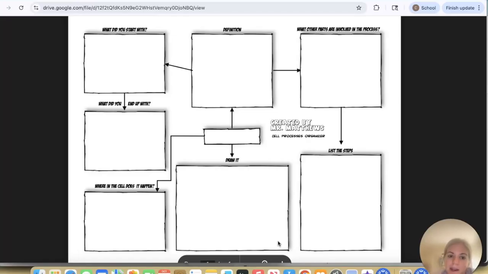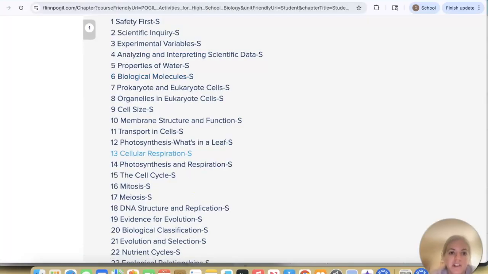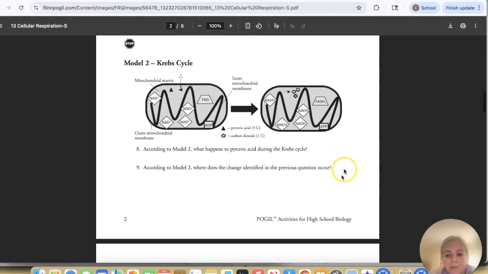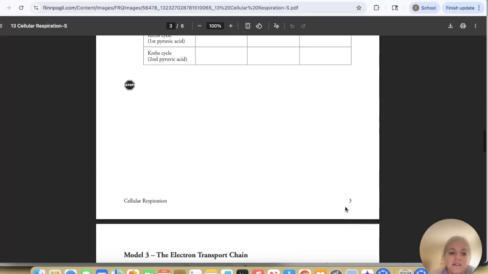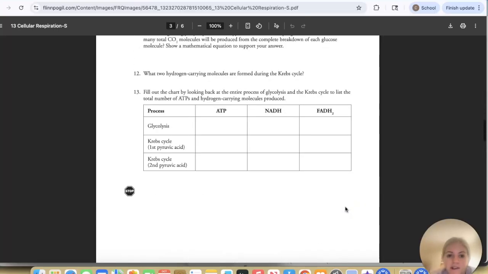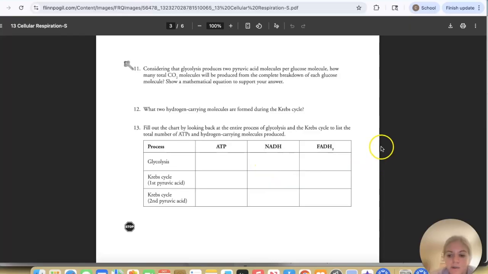After you finish this page, you can move on to the POGL, which is shown here. You'll be working on Model 2, the Krebs cycle, which is number 8 through number 13, and then you can stop at number 13. So give it your best shot. At the end of the week, I'll post the answer key so you can check your answers. And I will also post some answer keys to the charts as well.